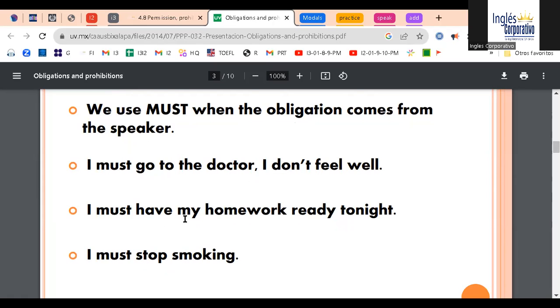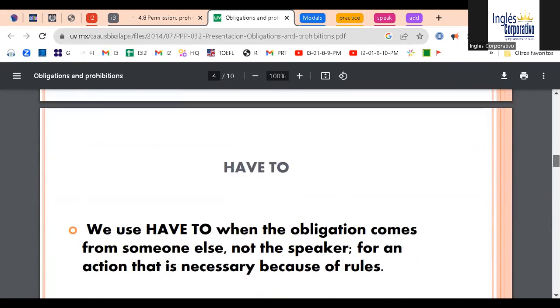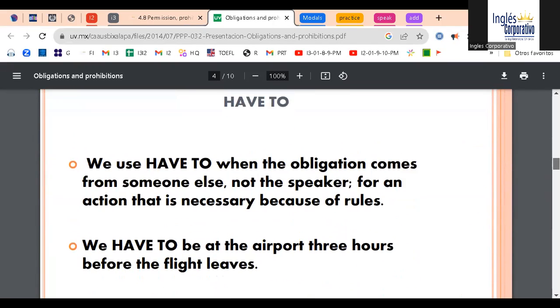I must have my homework ready tonight. I must stop smoking, right? So remember, the obligation comes from you, from the speaker. So that is what we think is our obligation or responsibility. Let's see. Okay, have to. So how about have to?